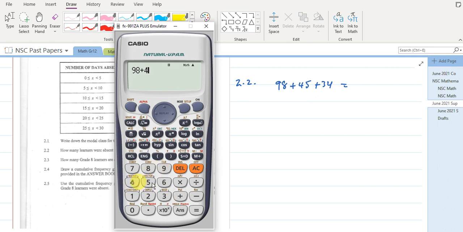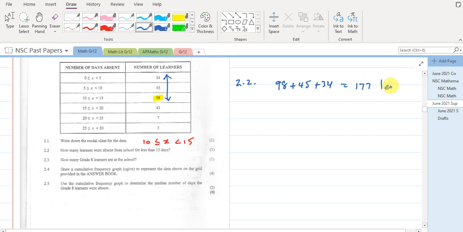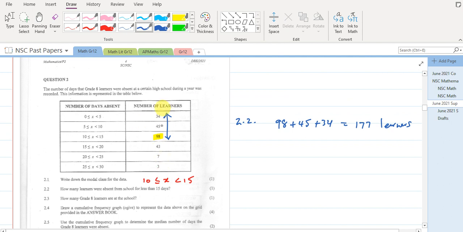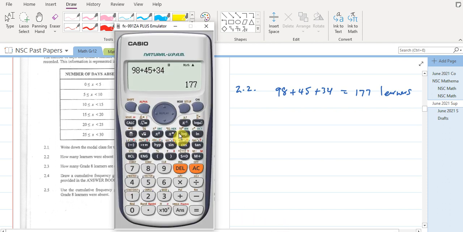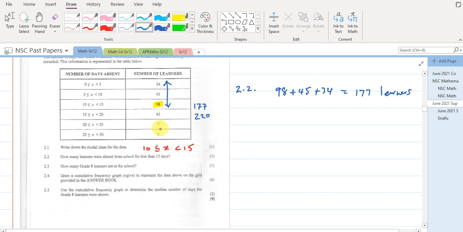By the way, if you total this up, what do we get? Did they tell us the total here? No, they didn't. So if we total this, we already have 177 up to this stage, plus 43, which is 220, plus 7, 227, and plus 3, 230. So you're kind of working on the cumulative frequency. Remember, number of learners, that's a frequency.